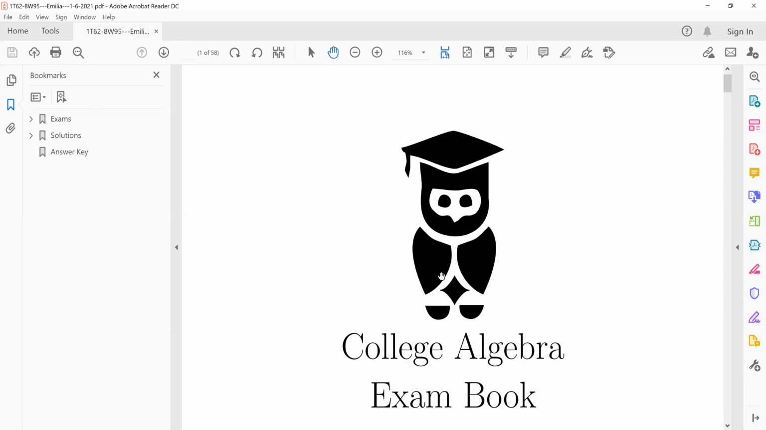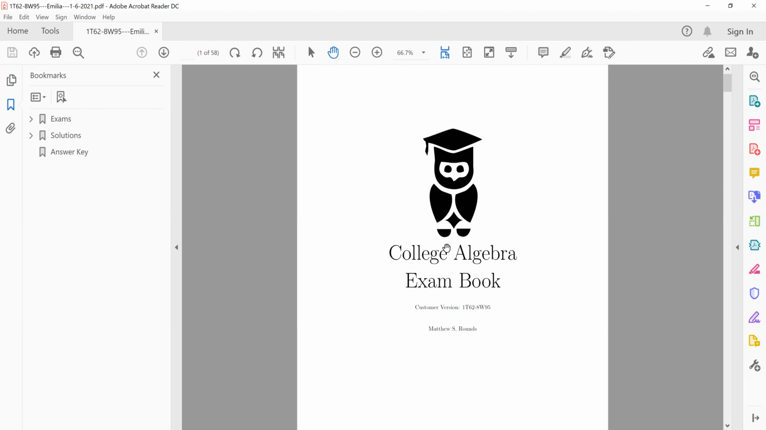to share my screen with the PDF, and then we'll start working on some problems. If you're seeing my screen, you should see something that says College Algebra Exam Book. It's not actually a college algebra exam book. I was on another project, and this is the label that it came with.